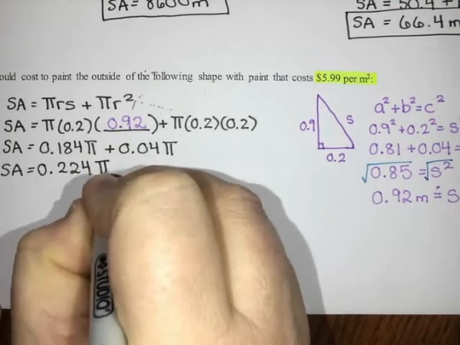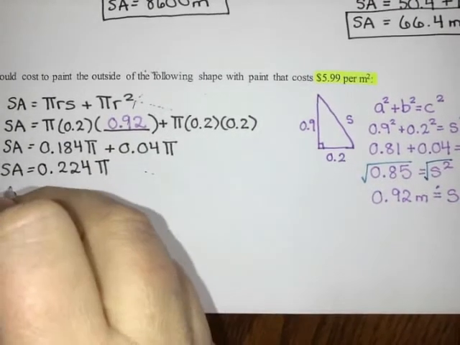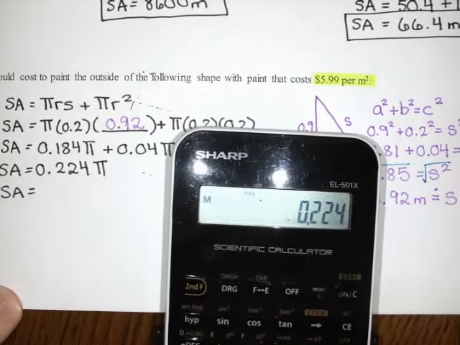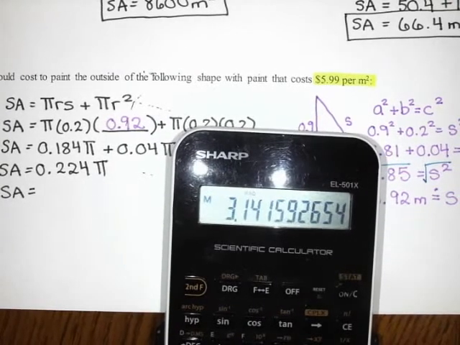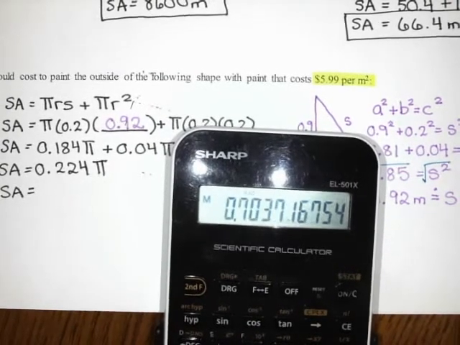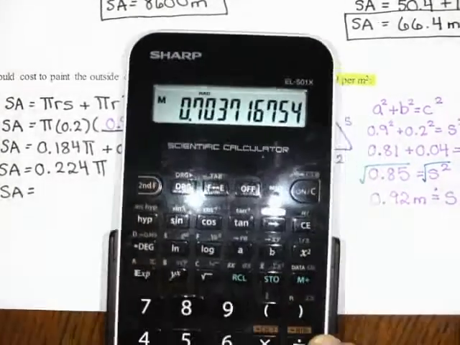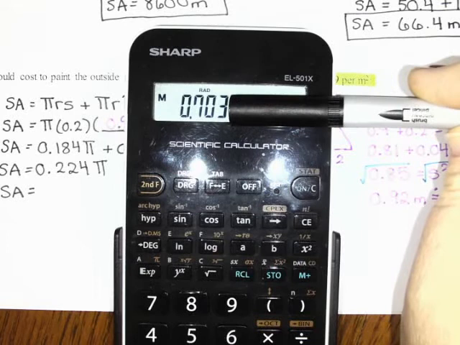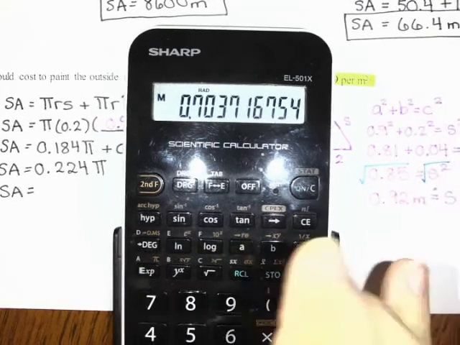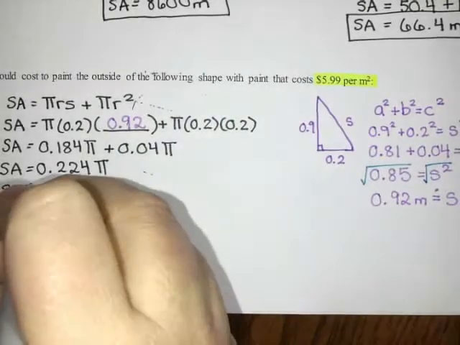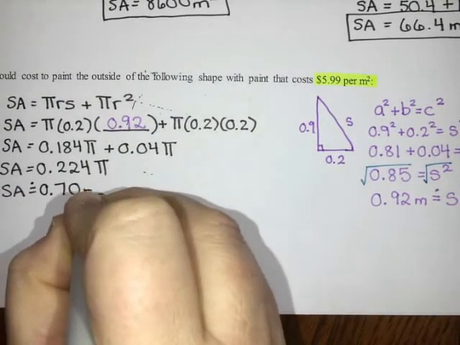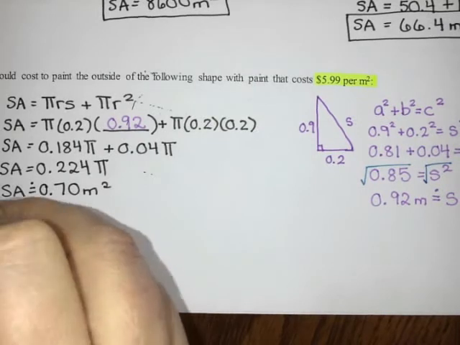times pi. And now that that's my final answer, I'm going to actually multiply it by pi, and then I can round it. So I'm going to use my pi button. If you don't have a pi button, I'd like you to use 3.14159, and it gives me 0.70. Next number is a 3, which is less than 5, so I'm going to leave it as 0.70. So it's approximately 0.70 meters squared.